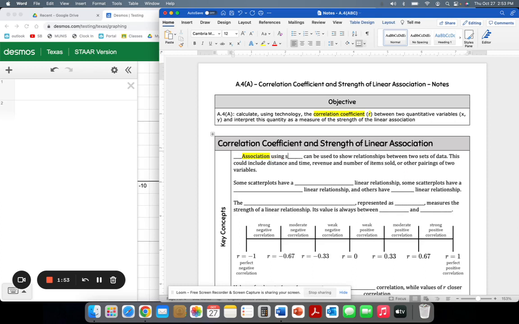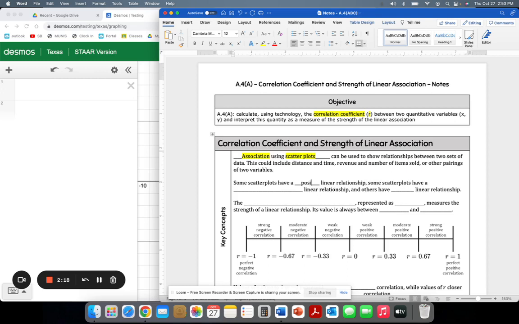Using scatter plots. You are familiar with the word scatter plots because you did them in 8th grade math. So scatter plots, when you have a bunch of points on a graph, those points could either go in a positive direction, they could either go in a negative direction, or they could be all over the place.